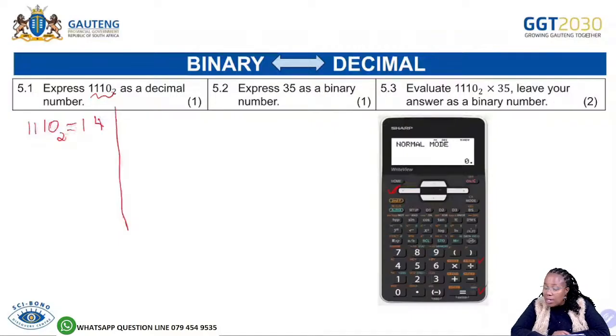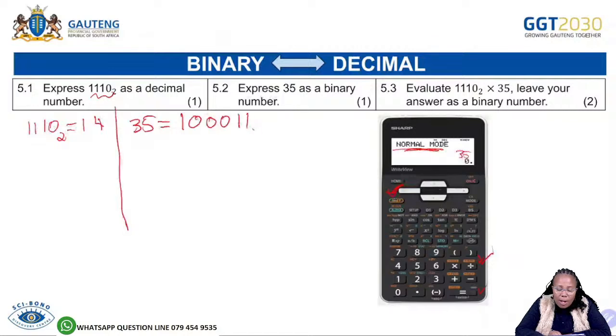And then now with the next one, express 35 as a binary number. Your calculator must be on the original normal mode to be on decimal, right? And then you put in your 35 there. Put 35 on your calculator, shift to binary, then it will give you that 35 is actually equal to 100011 base 2 binary. The base is not there, remember to add a base.